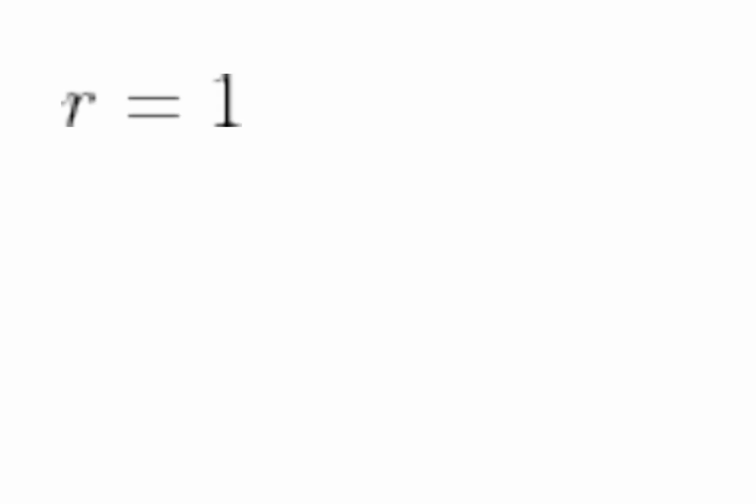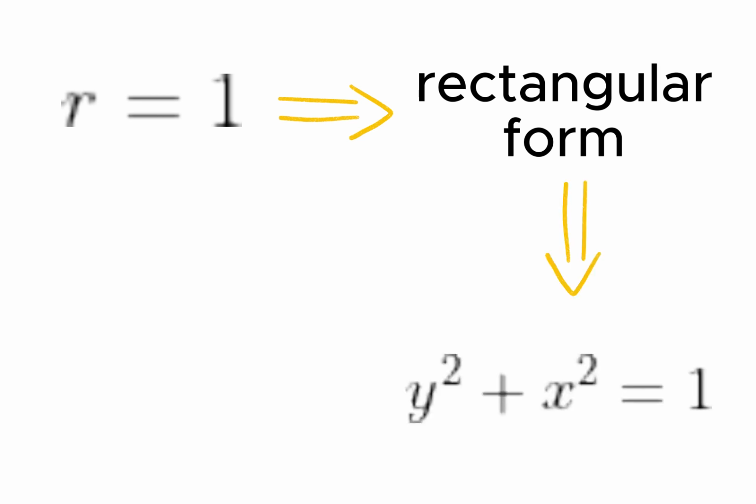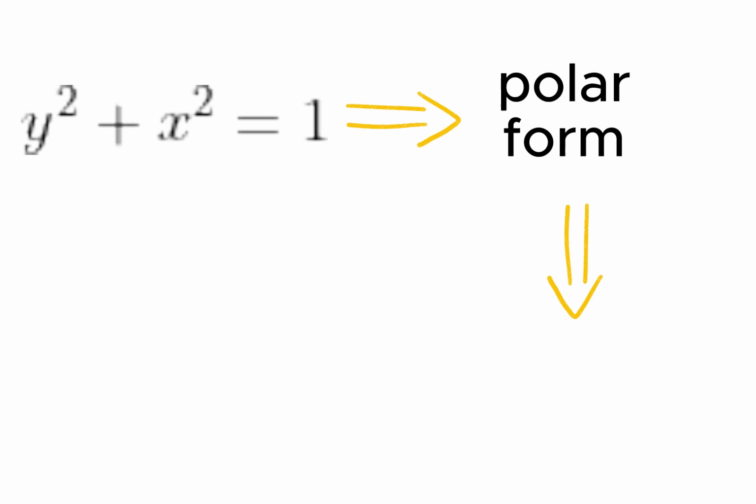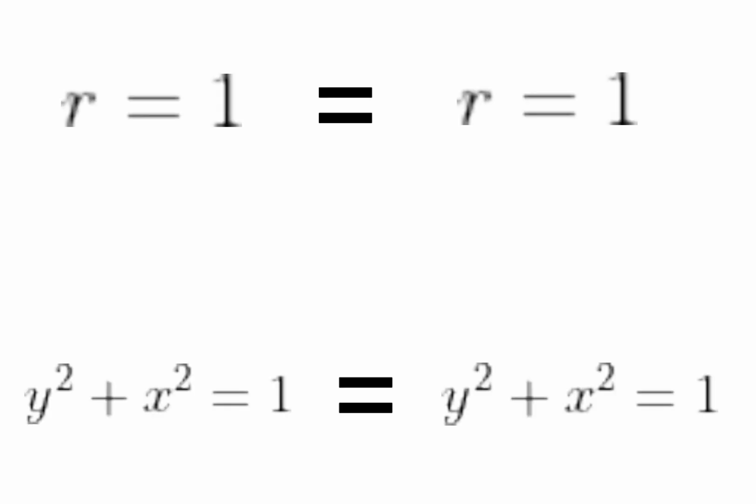If you convert r equals 1 into the rectangular form, you will get y squared plus x squared equals 1. And vice versa. If you convert y squared plus x squared equals 1, you will get r equals 1. So when we convert one of these functions into the other, we will see that they have the same form. And because they have the same form, whatever input value you put into them, both of them will give the same output. That is the meaning of equivalence.